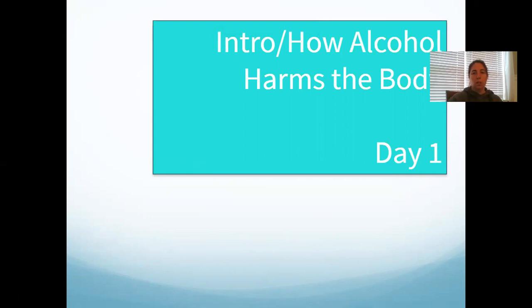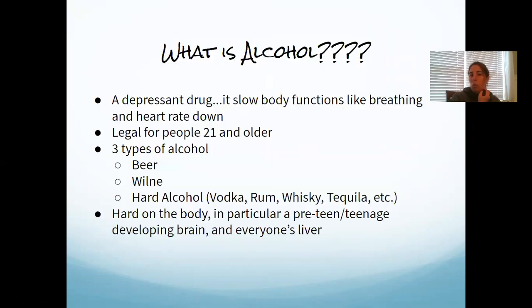All right, so talking about alcohol, what alcohol is. Okay, so a couple of things. One, it's important to know that it's legal for people 21 and older in our country. Yes, I know other countries it may be different, but right now you live here, so this is what we're talking about. So it's legal for people over 21 and older.